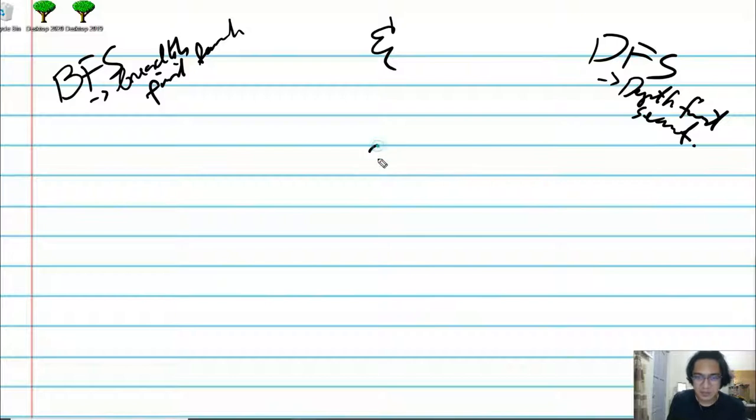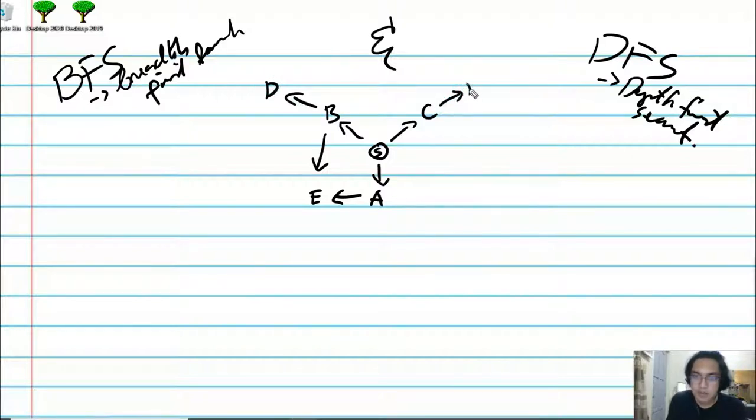So this is our starting point, denoted by S, and we have a path to A, a path to C, and then a path to B, and then from A we have a path to E, from B we have a path to E, from B we have a path to D, and from C we have a path from F to G.